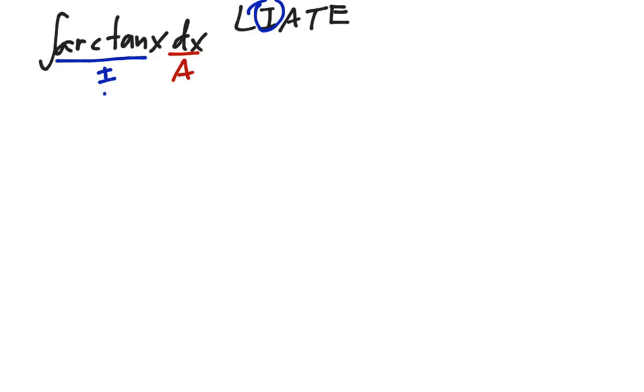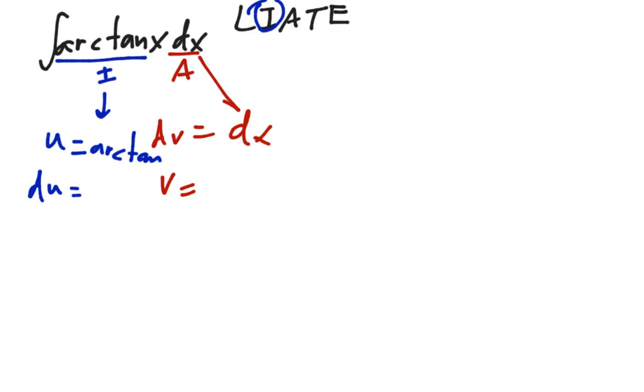notice that the I comes first, I before A, except after L, I don't know, whatever. I comes first, and so I is going to be the u, so let's set up our little chart, u, du, dv, v. So u is arctan x, and then the dv is simply dx. That makes it really nice to put there. And so now to find du, we take the derivative of arctan of x, and the derivative of arctan is 1 over 1 plus x squared. And then to find v, we have to integrate dv, and so integrating dx, we get x. So that was pretty straightforward.